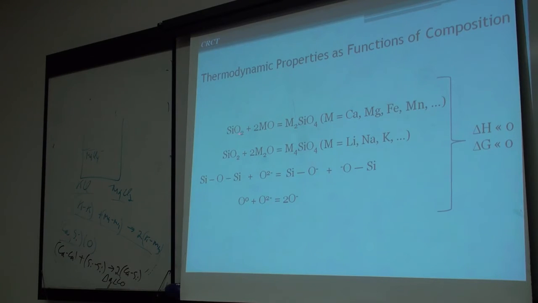So here we have the silica plus MO forms M2SiO4. This is your complex forming reaction, if you like. Or this could be considered a silica bridge plus an oxygen, silicon plus O2 minus forms your broken bridge. Or, as I said, this reaction is sometimes written this way as the bridge breaking reaction: you have the bridge plus the oxygen ion forms a broken bridge. So for this reaction, the delta H and the delta G are basically your quasi-chemical parameters.